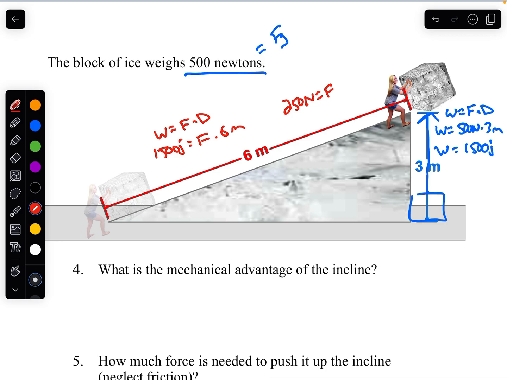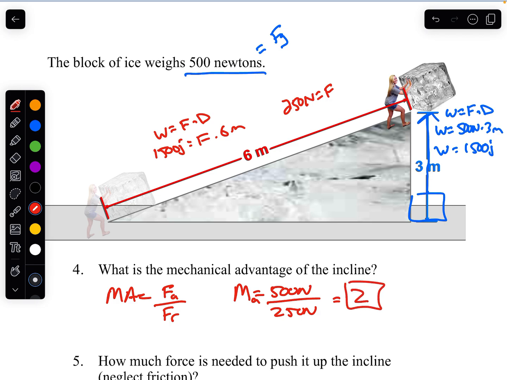Okay, so then the question is, what is the mechanical advantage to go up the ramp? So mechanical advantage is going to be our applied force divided by the ramp force. So to go straight up requires 500 newtons of force. To go up the ramp only requires 250 newtons of force. That means our mechanical advantage here is going to be 2. Again, essentially that just means that it's 2 times easier to go up the ramp than it would be to go straight up.